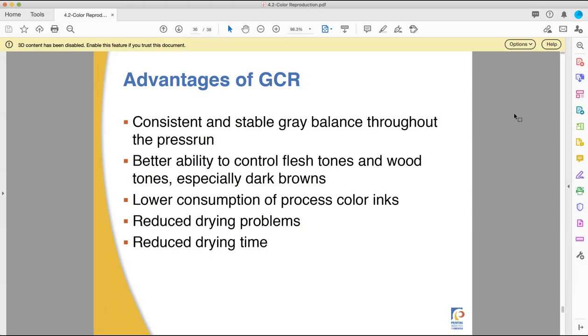It's hard to not balance your gray when your gray is a single color of ink. You're able to control flesh tones and wood tones, especially dark browns. If you know what you're doing with them and you make sure it's not too aggressive, then yeah, you're able to maintain that and it won't go too wonky.